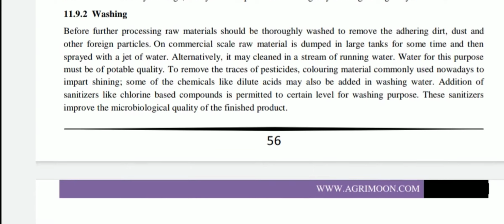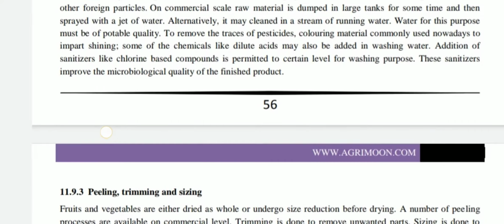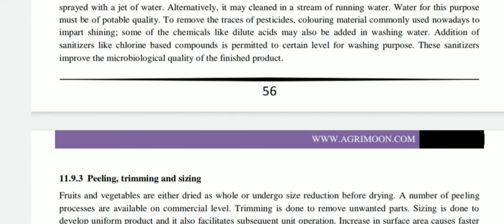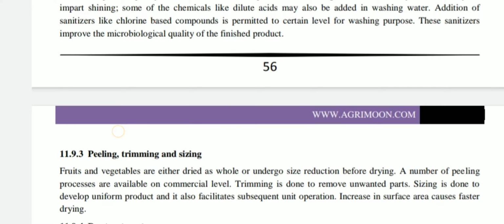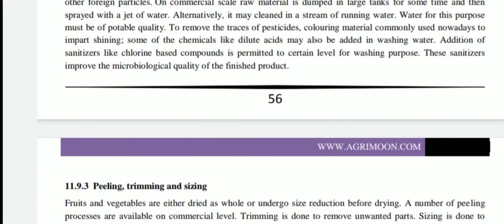Now the washing can be done by water, jet of water, or through the conveyor belt, or it may be cleaned by running the material into the stream of running water. Then to remove the traces of pesticides and coloring material, maybe dilute acids can be used. Then sanitizers like chlorine-based compounds are permitted to a certain level for washing purposes. This lowers the microbial load on the surface of the food product.